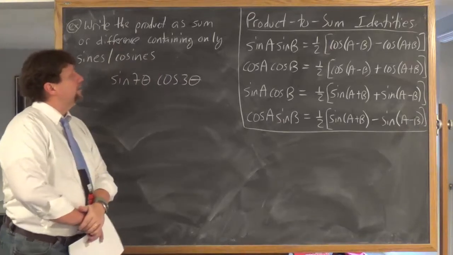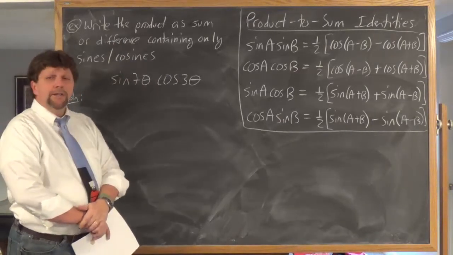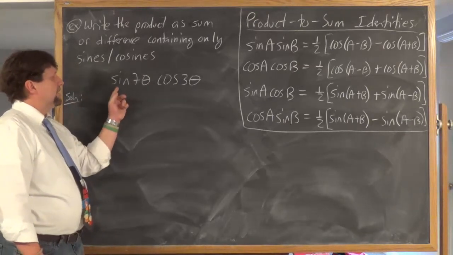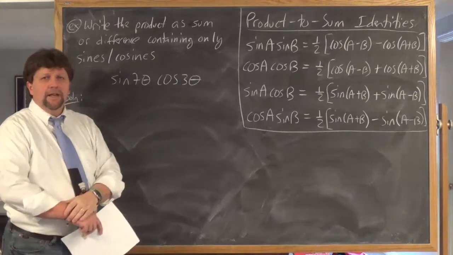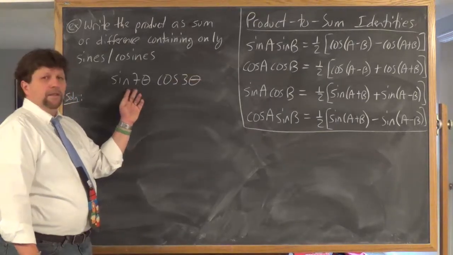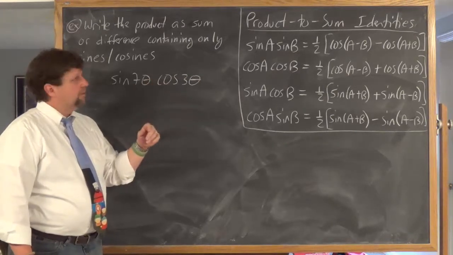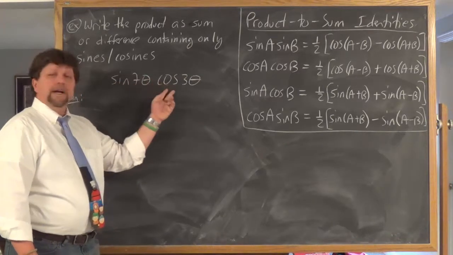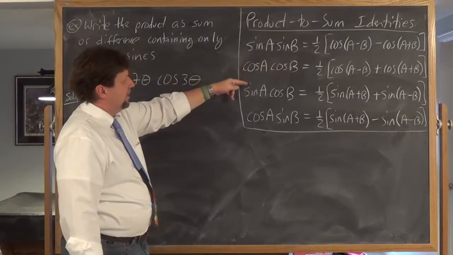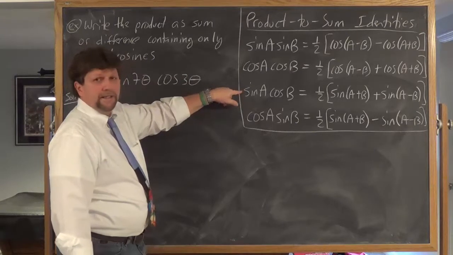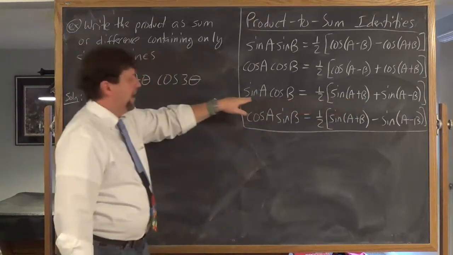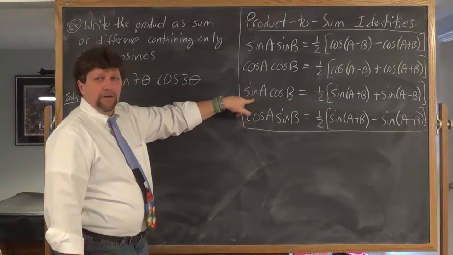I have here as an example, write the product as a sum or difference containing only sines and cosines. And this is the product, sine 7 theta, cosine 3 theta. So I look at my product to sum identities and I say, which one does it look like? It's a sine times a cosine. So I scan my list to look for a sine times a cosine. It looks like it's this identity here, sine A, cosine B equals that mess. So this is the identity that I'm going to use.